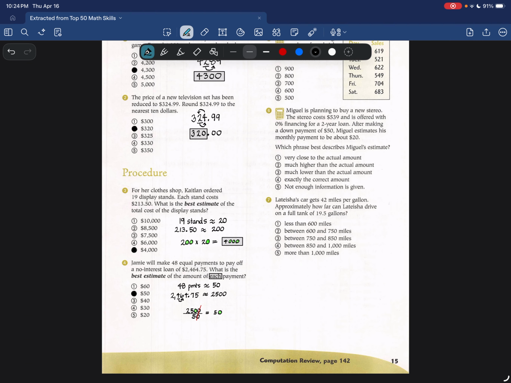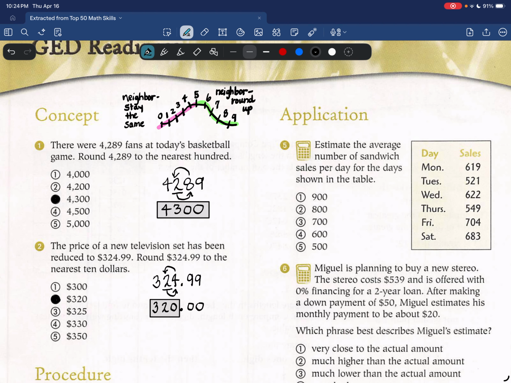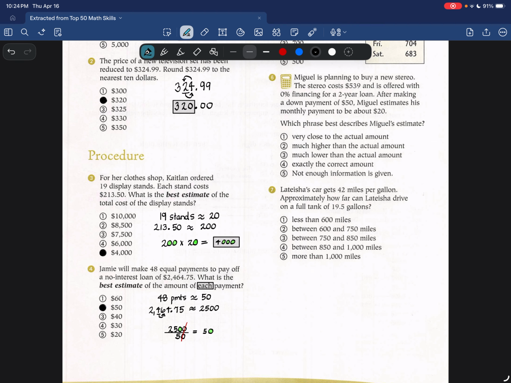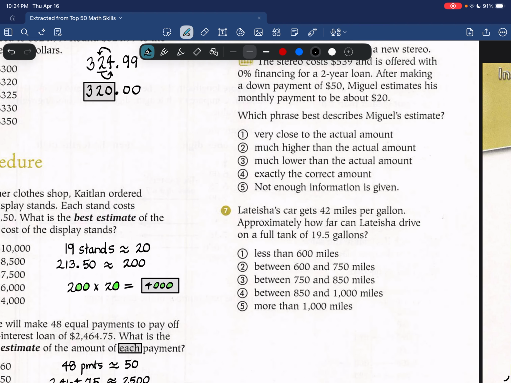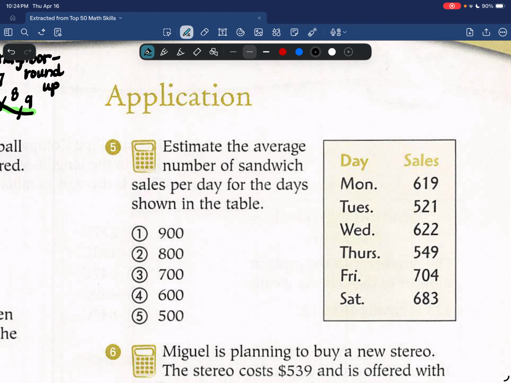Again, those are testing procedure. You have to know how to do the concept to get the estimates. But these take it a step further. And then these will take it to the max. If you can do these application problems, you can do the other two types of problems. But notice number 5 says that I can use a calculator, which is kind of helpful.